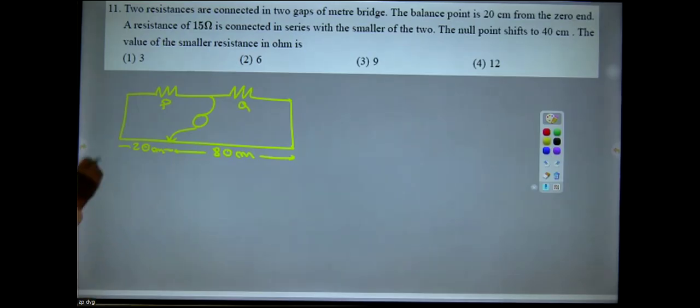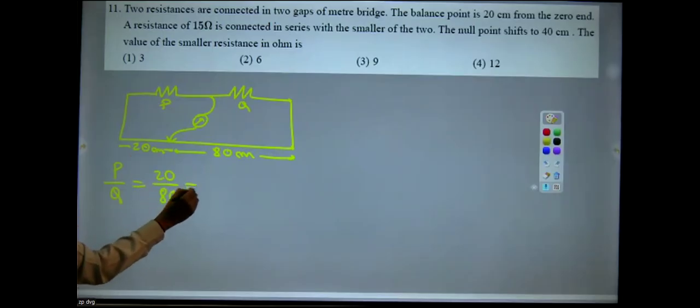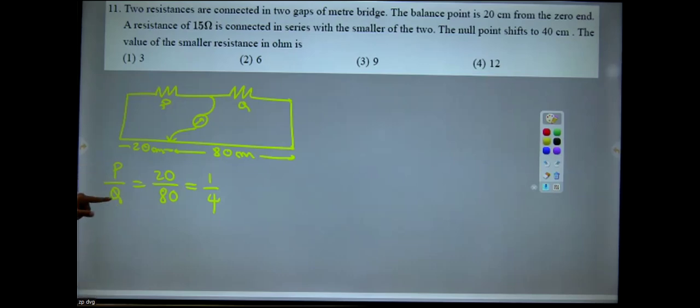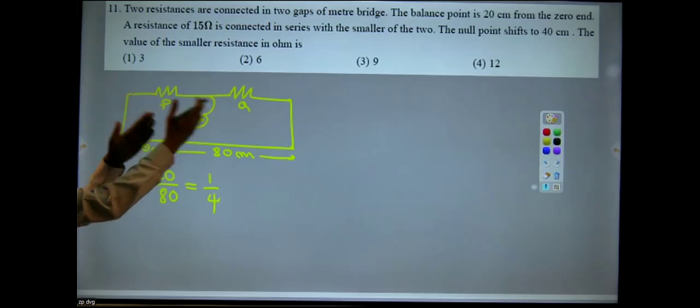So if you apply the balancing condition, see the galvanometer is showing 0 deflection now. So what is the relation? P by Q is equal to balancing length divided by remaining length, that is 20 by 80. What does 20 by 80 become? 1 by 4, right? So P by Q, with balancing length less than 50 centimeter, what does that mean? It means P is less than Q.